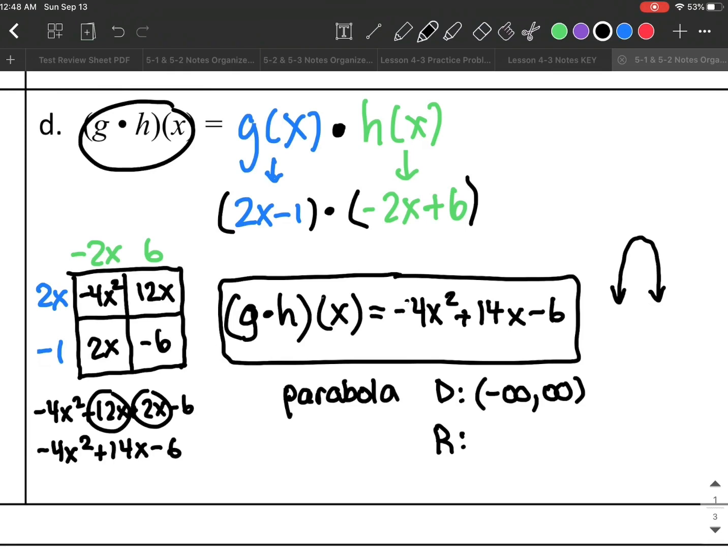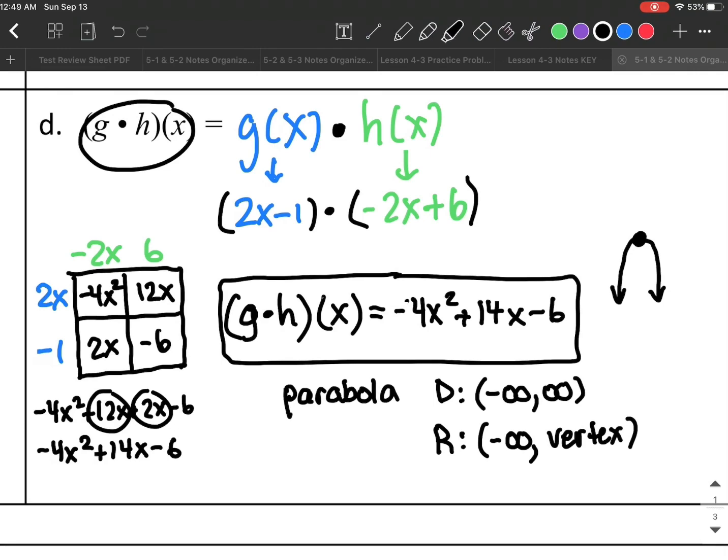Because of that, I know the lowest value I'm going to have for the range is negative infinity, no matter what. And then the highest value, and I'm not going to calculate what it is, because we're not up to that point in Algebra 2 yet, but the highest point is going to be the vertex. So I'm going to just write the highest point is the vertex, whatever that is. We don't need to know that yet.